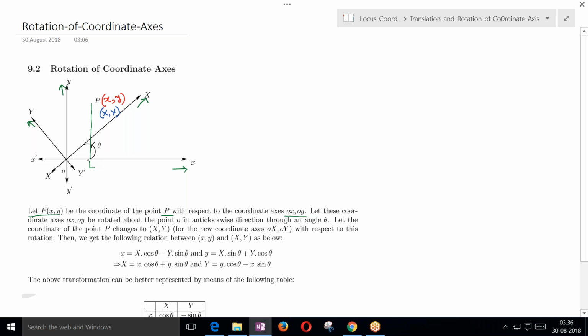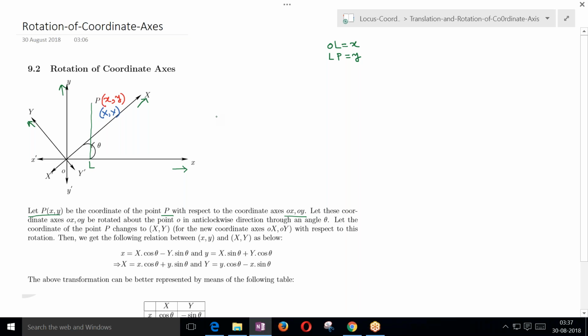Then what do we get? We get OL is equal to x with respect to the earlier coordinate system. And LP in the old coordinate system becomes y. So if I write it here, OL, that is O and L, is nothing but x, and LP is nothing but y.